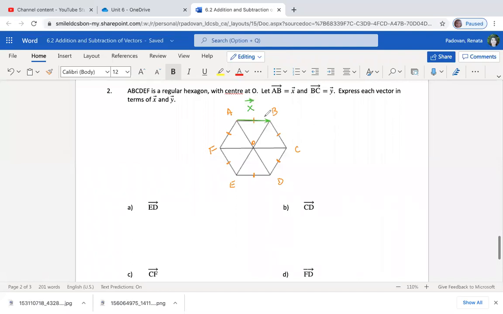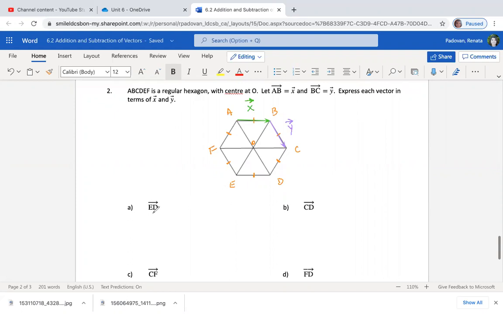And then from B to C is just called vector Y. We're just calling it something else. You'll see why in a second. Let's do that in purple. So B is my tail, C is my head. There we are. And that is called vector Y. Long day. Express each vector in terms of X and Y.